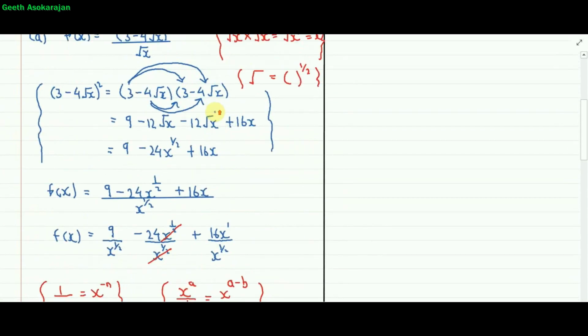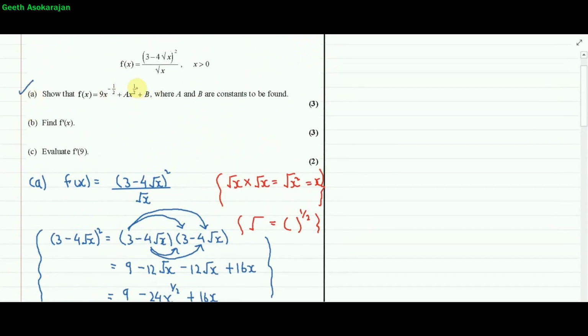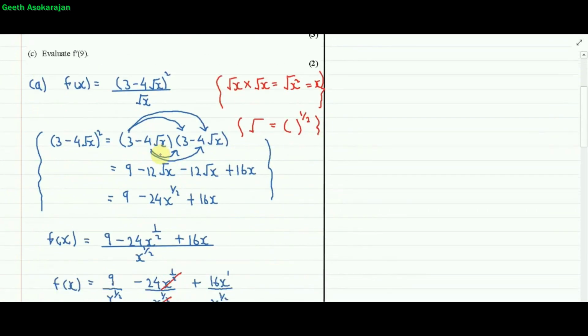So let's go to part A. So here's part A. We wrote it in this form. We need to find a and b though, so let's make a comparison. So f of x is 9x to the minus half plus ax to the half plus b. So let's copy that below.